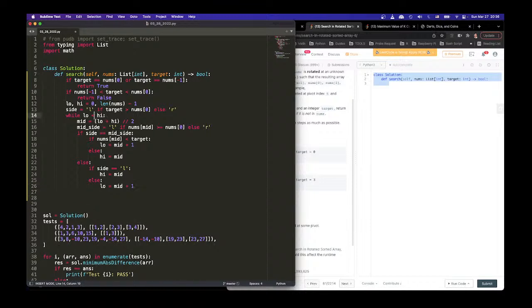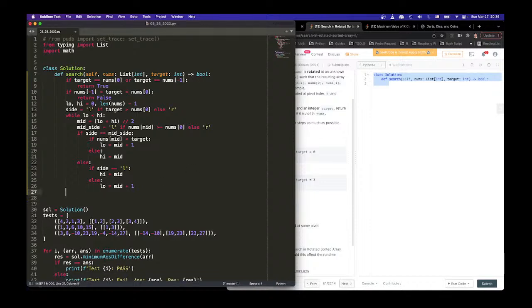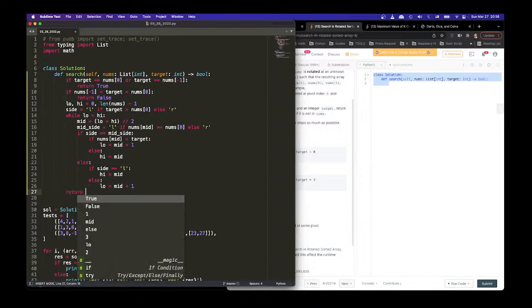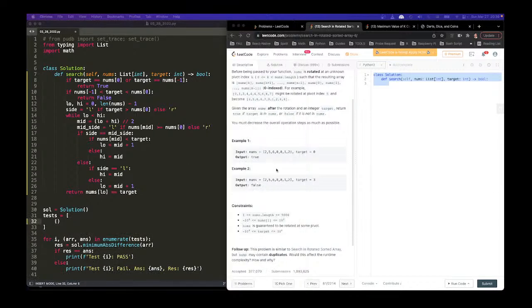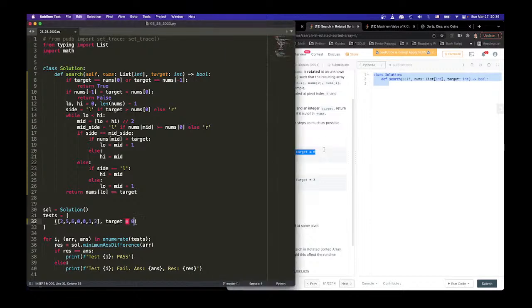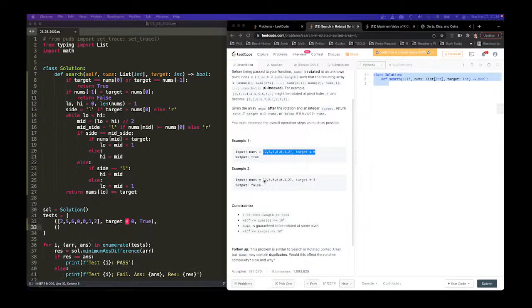And keep doing this until we jump out, right? Then we return nums low is equal to target. I'm not sure. Oh my god. This shall be true, and this shall be false.